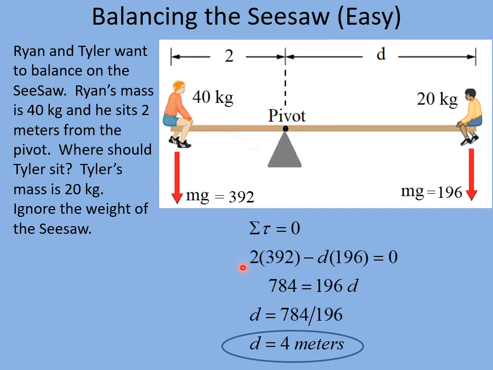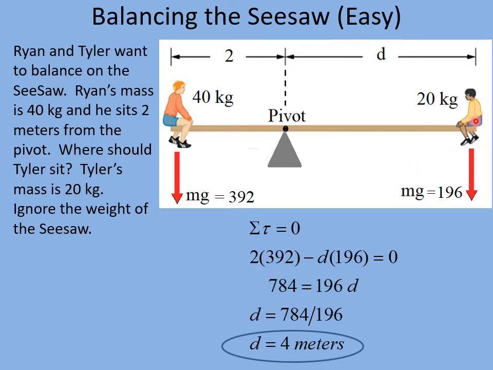All right, so let's go ahead and add up our torques here. This is Ryan on the left, and his force is pointing down, of course. His weight is mg, which you can calculate to be 392 by taking his mass of 40 and multiplying it by 9.8. And Ryan is trying to rotate the seesaw in a counterclockwise direction, so his torque is positive. So I've got 2 times 392, that's Ryan's torque.